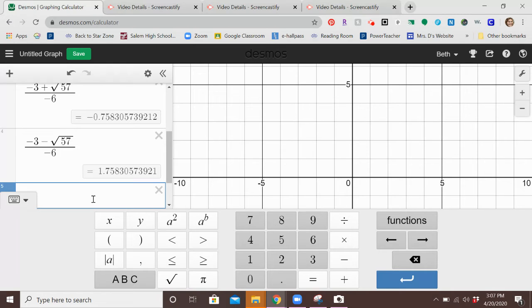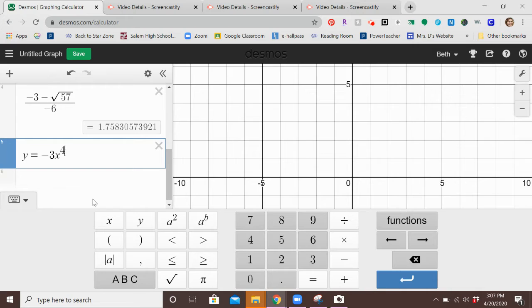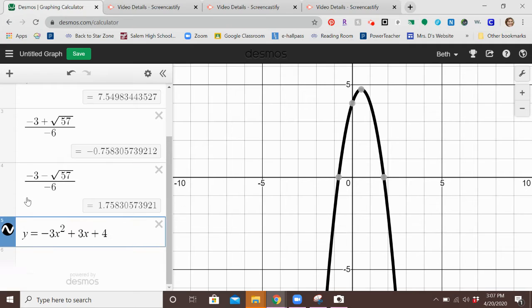Well, guys, don't forget you could always check your work by graphing. So I'm going to type in the function y equals negative 3x squared plus 3x plus 4. And I'm going to look at my two solution points here. And you're going to notice that they round to the same thing I got from the irrational solutions on the left. So you can still check your work here, but we are not going to answer in decimal form.